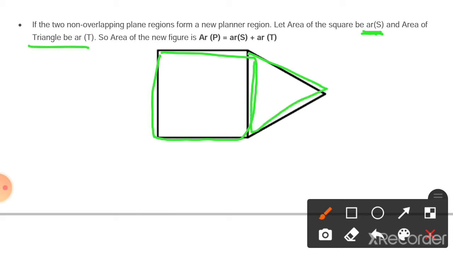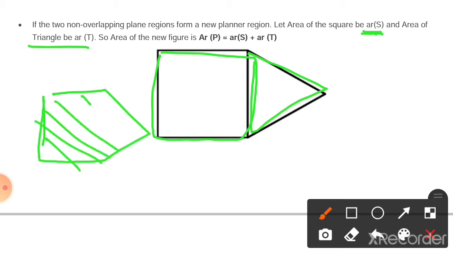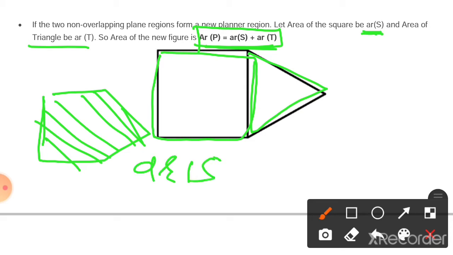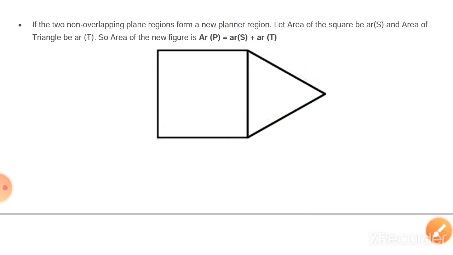So the new figure is formed like this. So now what is the area of this shape? We can say that the area of the new figure is equal to the area of the square plus the area of the triangle. So we can say that if two figures are added to make a new figure, the area of the new figure is equal to the sum of the areas of those two shapes present in the figure, correct? Suppose I am taking another shape like this.